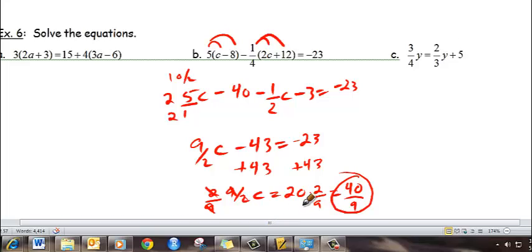I don't care if you do the decimal or the fraction, but as long as you're showing your work and giving me the answer as the right answer.